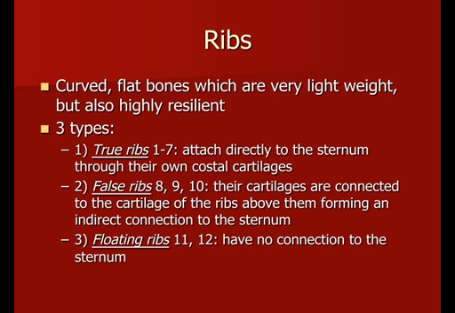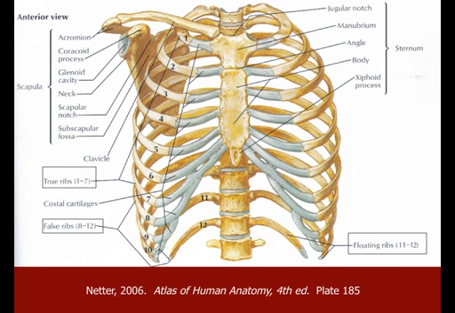Okay, so there are 3 types of ribs. There are true ribs, which are ribs 1 through 7, and they are called true because they attach directly to the sternum through their own costal cartilage, and I'll show you a picture of what that looks like. Then there are false ribs, which are 8, 9, and 10. Their cartilages connect to the cartilage of the rib above, and through that cartilage to the sternum. So no direct connection to the sternum. And then 11 and 12 are floating ribs. They don't actually attach to the sternum at all. They're open in the front.